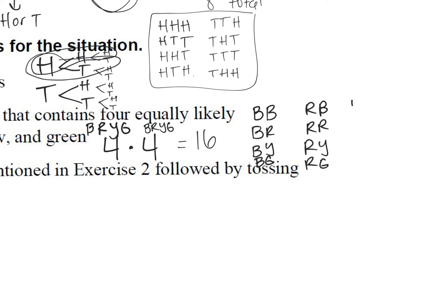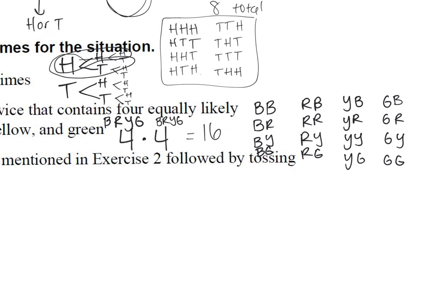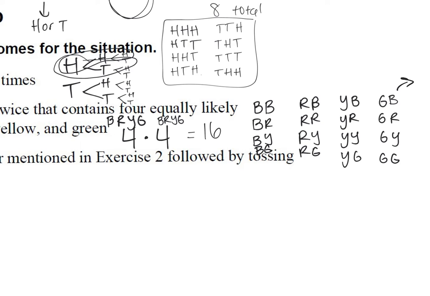You could have yellow first. Then with yellow, you could have blue. Then you could have yellow and red. You could have yellow and yellow. Or you could have yellow and green. Then you could spin green on the first spin. And after green, you could have blue. After green, you could have red. Or you could have green and then yellow. Or green and green. Count them all up. There are 16 possibilities here, okay?